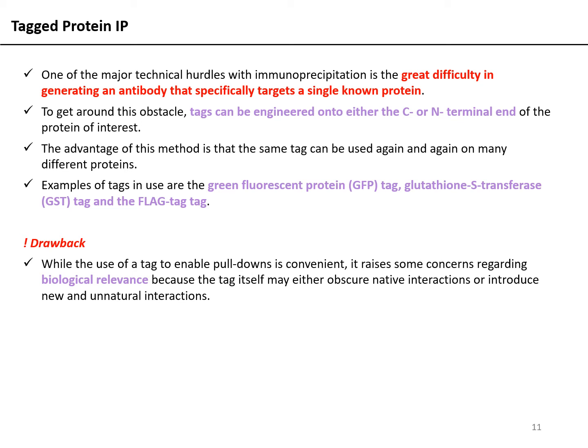First, will the tag interfere with proper folding of your protein? Second, will your protein be functional despite the presence of the tag? Third, if the protein is supposed to interact with another protein, will the tag somehow interfere with this interaction? Will it obscure it or will it promote it? So these points one has to keep in mind.